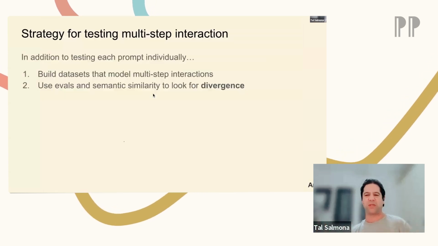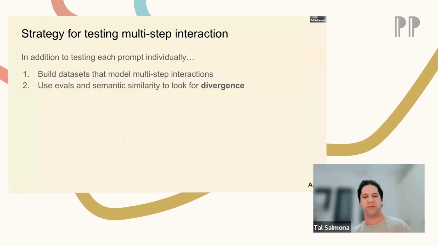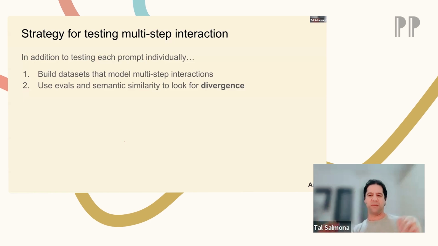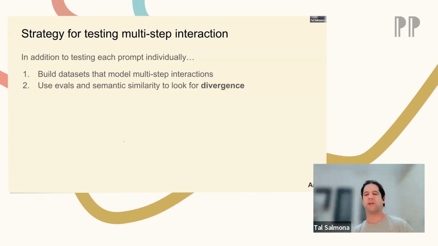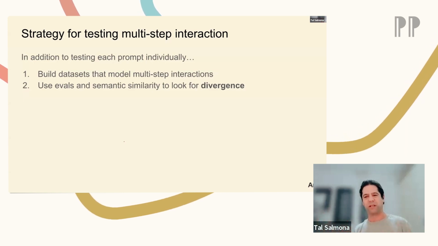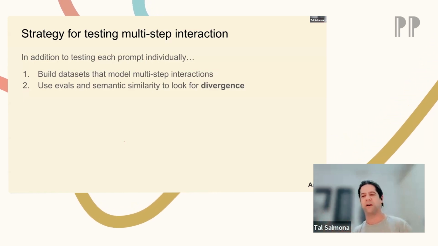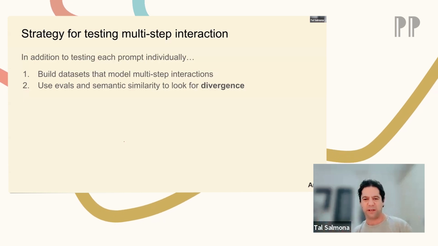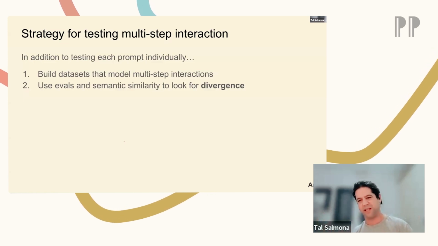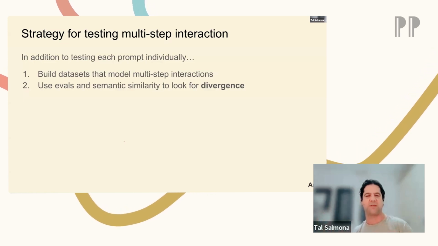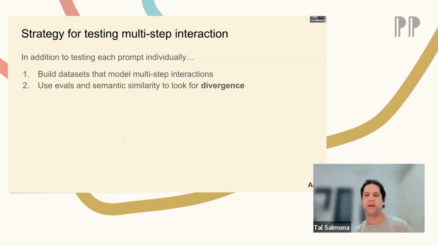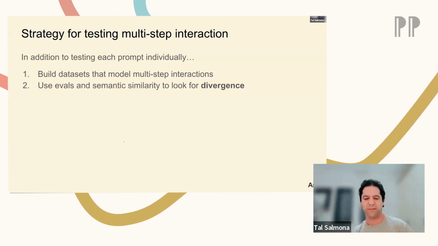So if we try to summarize, what is the strategy for testing a multi-step interaction? In addition to testing an individual prompt, we would also need to build an evaluation that would look at the entire thread and try to identify divergence. So again, we will be using the same building blocks, the same data sets, but we'll structure them a little bit differently, and the same mechanisms of evaluations to detect divergence.